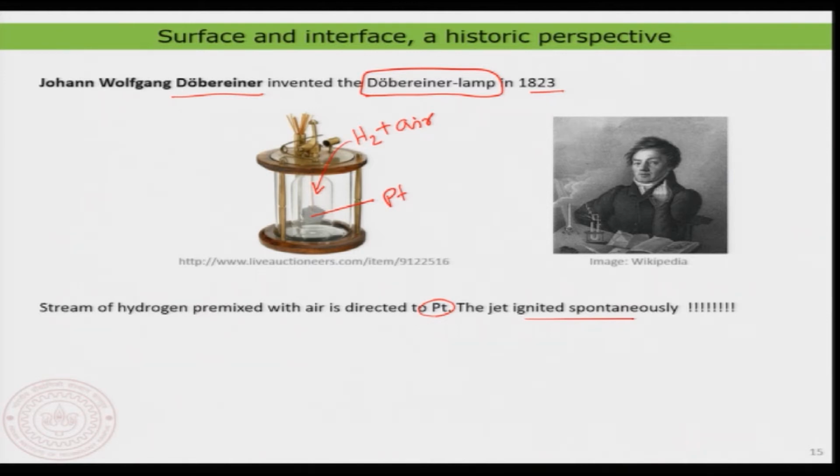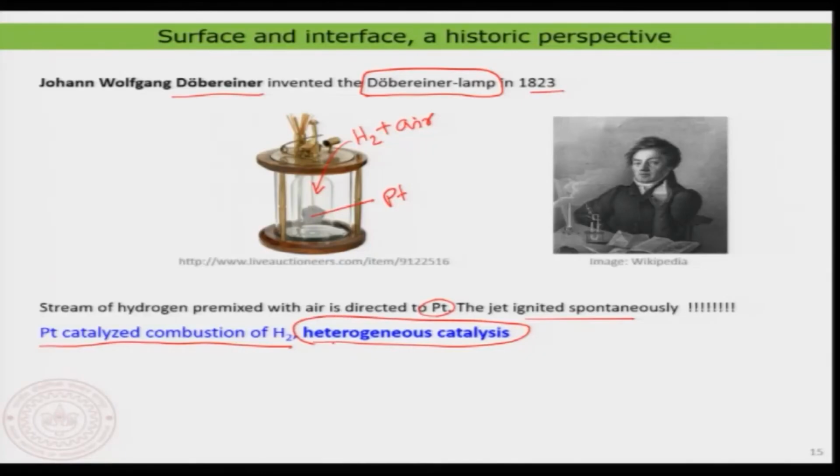But what is interesting in this particular lamp is that what happens is nothing but a platinum catalyzed combustion of hydrogen. Hydrogen and platinum is known to be a very good combination, platinum being a very good catalyst for dissociating hydrogen, and the combustion then gives the fire. And this is something we can call heterogeneous catalysis, and that is where one can say that people even used surfaces in making the catalyst.